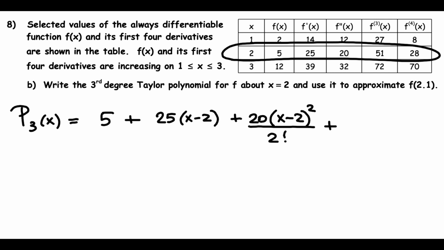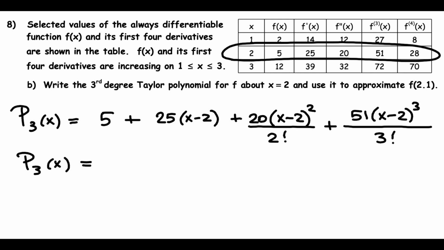That's where we get to stop because we want the third degree Taylor polynomial. The third derivative is the 51 that I'm looking at, times (x − 2), still centered at 2. This is to the third power over 3 factorial. All right, I'm going to simplify that and box it in.